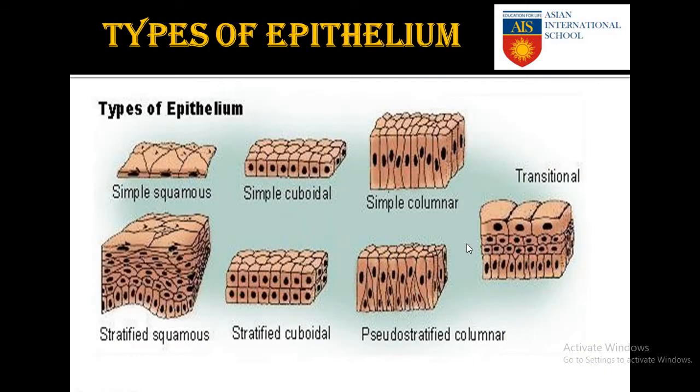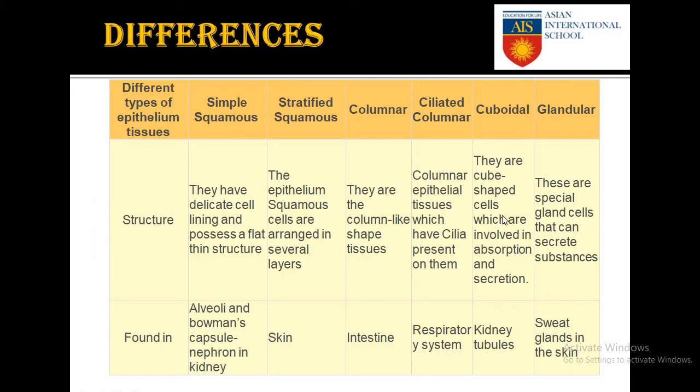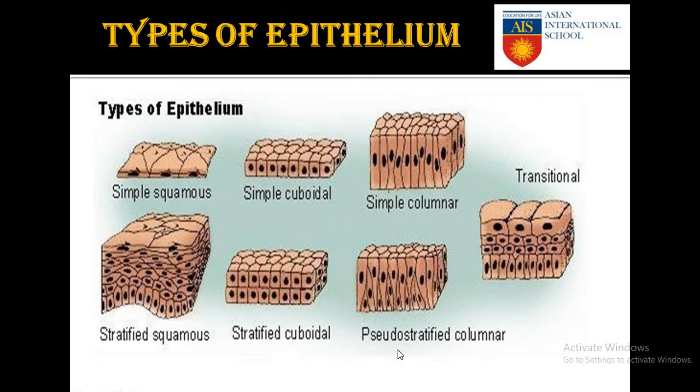This is columnar, a column-like structure, and in ciliated columnar epithelium, they have cilia, a hair-like structure, present on them. Cuboidal cells are cube-like cells which are involved in absorption and secretion. Let me show you the cuboidal. These cube-like structures help in absorption and secretion.